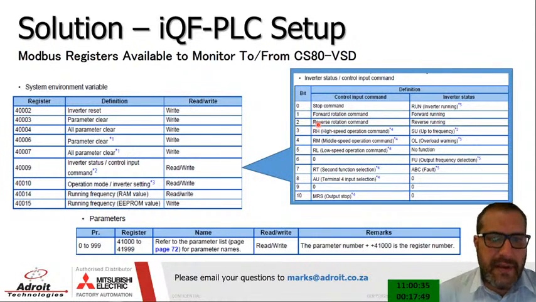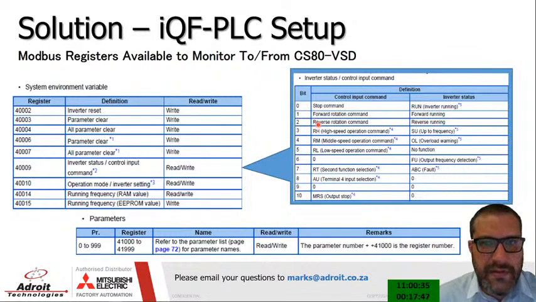So once you've set that up, we actually need to have a look at the Modbus registers inside of the VSD that we need to communicate with. Apologies, it's not the CS80 VSD. It is the F700 VSD. Okay. So inside of your VSD, if you look at 40002, that is your inverter reset.